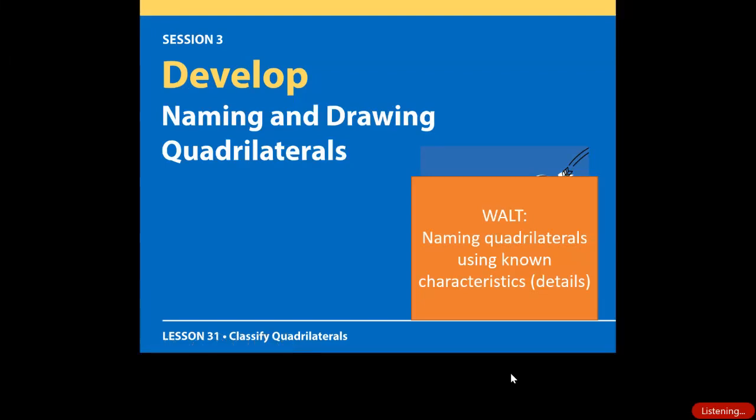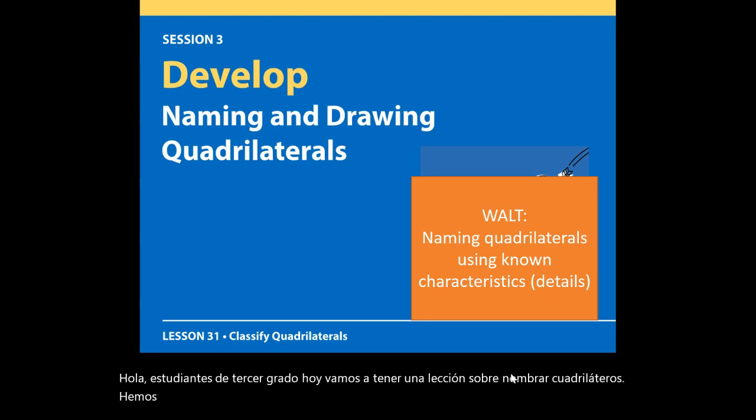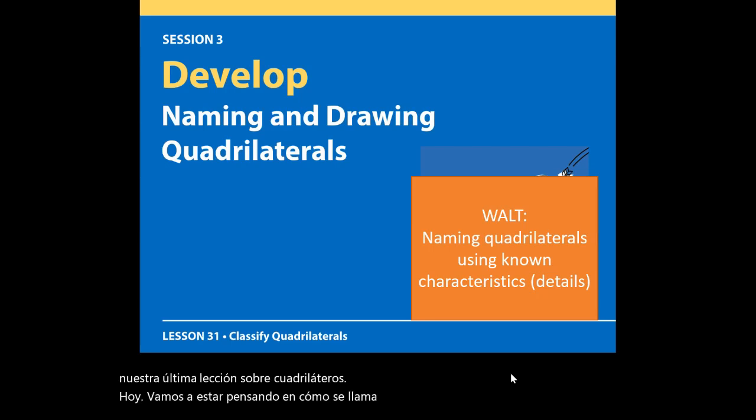Hi, third graders. Today we are going to have a lesson about naming quadrilaterals. We've been talking a lot about quadrilaterals for the past couple weeks, and today is our last lesson on quadrilaterals. Today we're going to be thinking about what the name of a quadrilateral is if we know a couple of its characteristics, a couple of things about it.